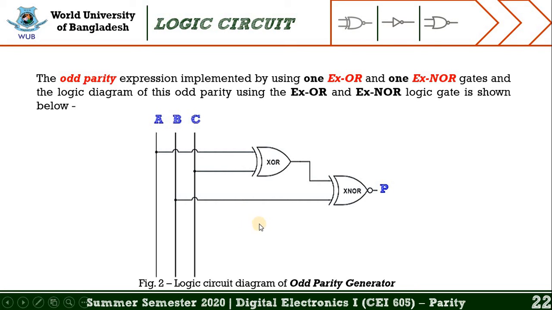If you see the figure, input A and input C are connected to an XOR gate, and the output from this gate is used as an input of the XNOR gate. The other input of the XNOR gate is input B, and on the right side you may find the output of the odd parity generator. So let's move into the next slide.